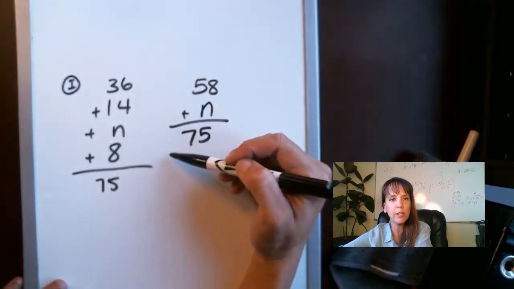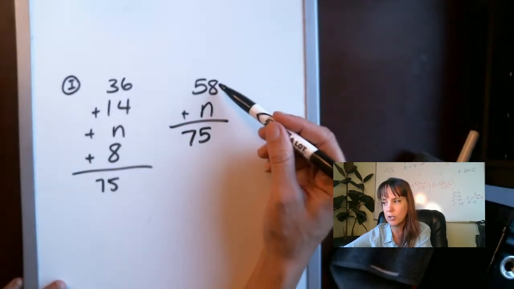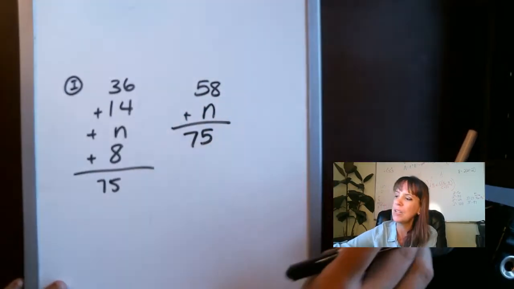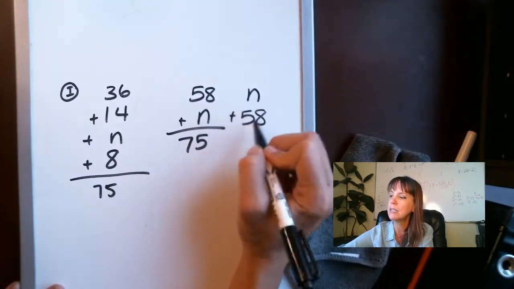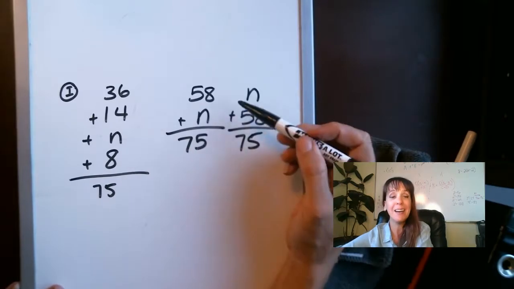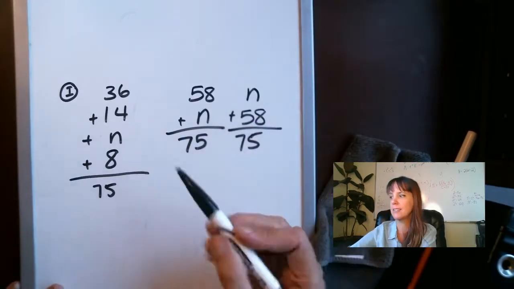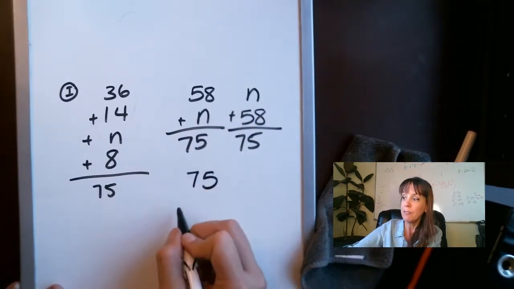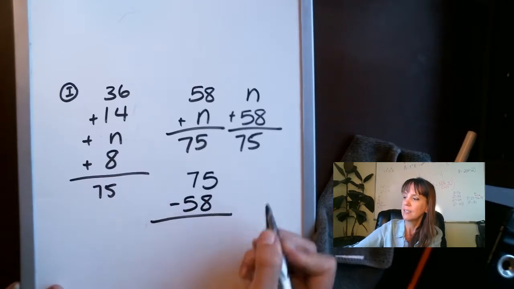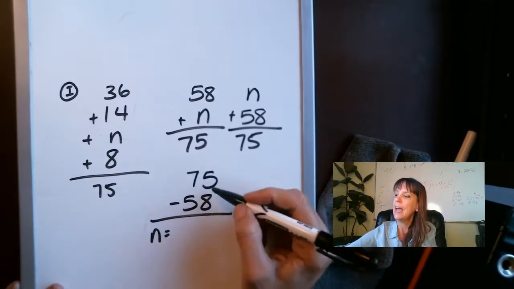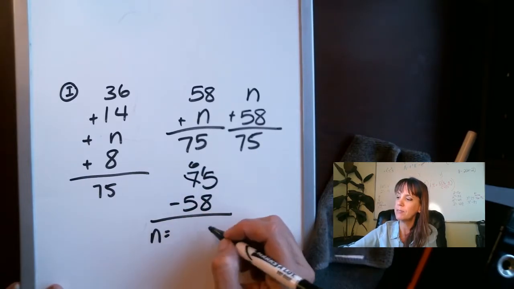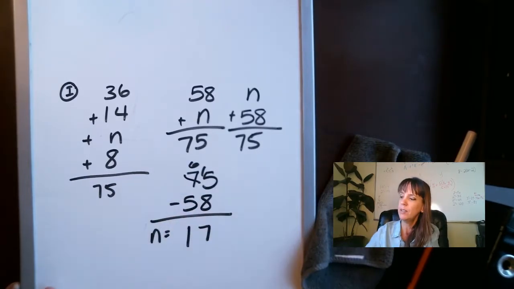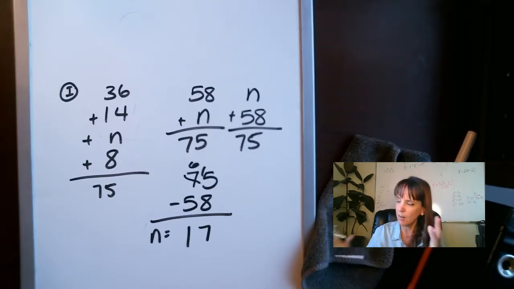If we add in this direction, we subtract in this direction. 75 minus N equals 58. That's not going to help me. So what I should have written is N plus 58 is 75, because if we add in this direction, we subtract in this direction. 75 minus 58 equals N, and then we've got to do the math here. So we've got 5, 7, 1, N equals 17. All right, that was our last problem.